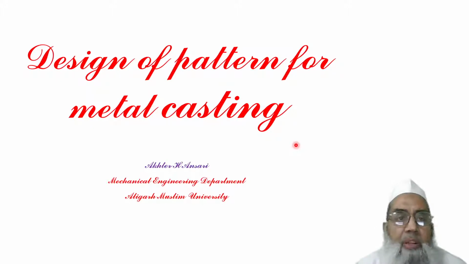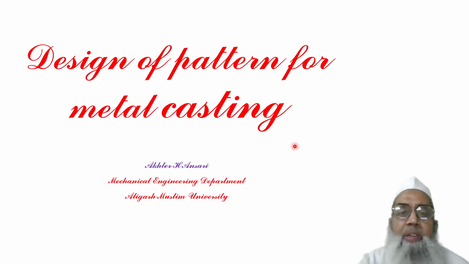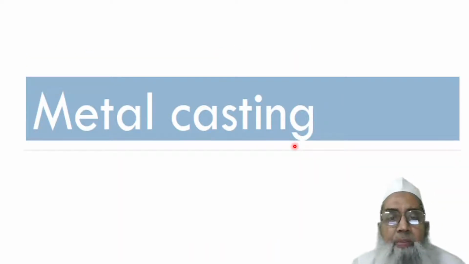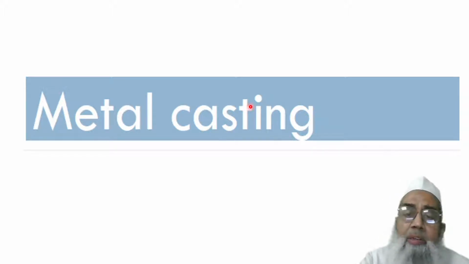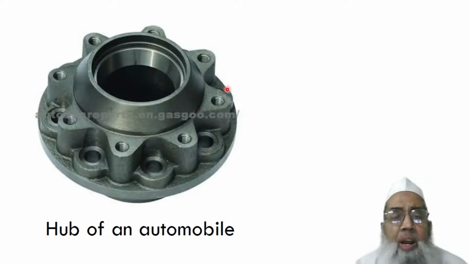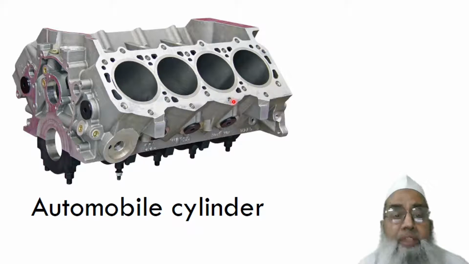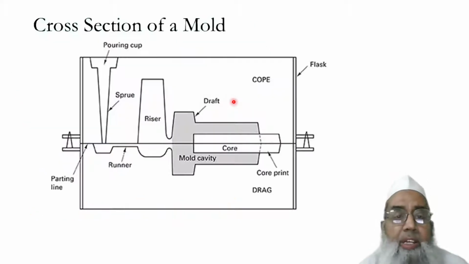Today we will discuss the design of patterns for the metal casting process. Now, metal casting is a very important process because there are many cases where we can't avoid metal casting to fabricate a component, for example, a hub of an automobile cylinder. You can see the picture over here.